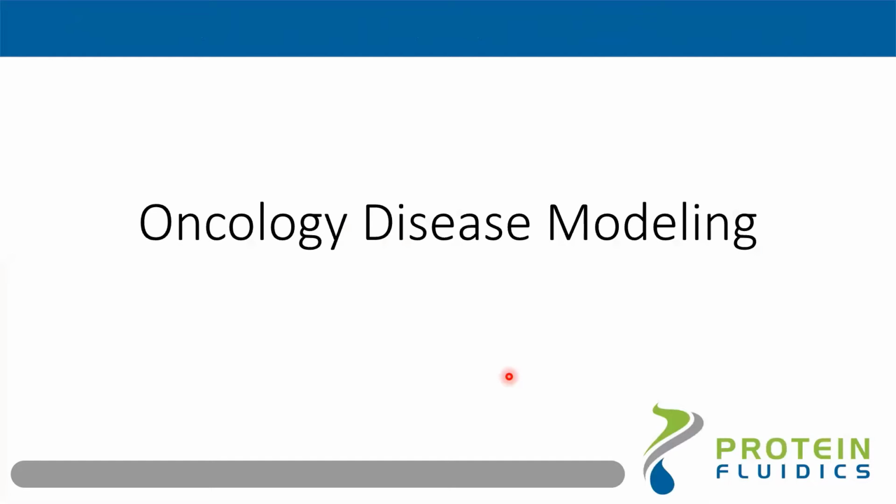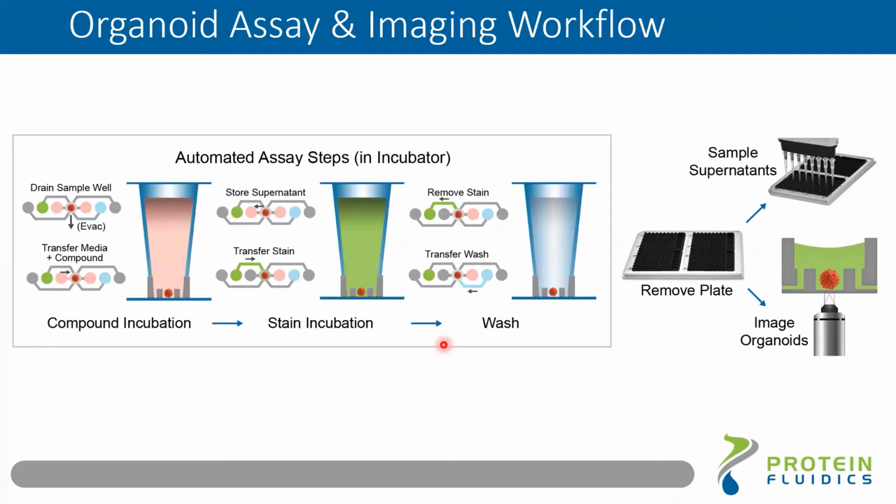So, the two applications. The first one I wanted to go through briefly is oncology disease modeling. In this application, we're using cancer spheroids: HeLa spheroids, HCT116 spheroids, or HepG2 spheroids. Those are placed into the well where we do a compound incubation, an overnight treatment. Following the treatment, we add in the stain, and then we can wash the stain out if you need to. Once all these processes occur in your incubator, the plates are removed, and you can remove supernatants or conditioned media for downstream analysis, or put the plates onto your imaging system to do your high-resolution, high-content imaging.